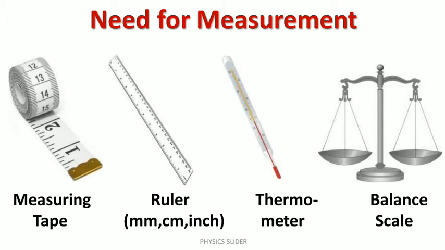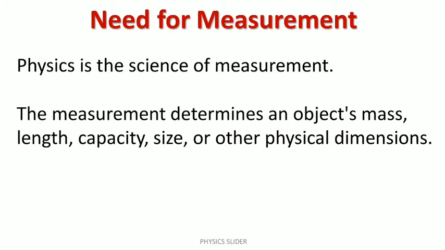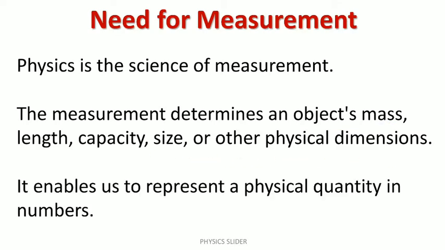So we can say that physics is the science of measurement. The measurement determines an object's mass, length, capacity, size, or other physical dimensions. It enables us to represent a physical quantity in numbers. So these are the reasons why we need measurement.